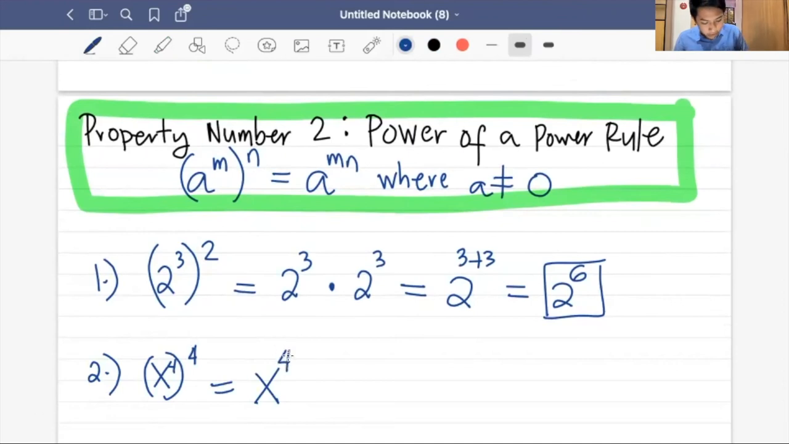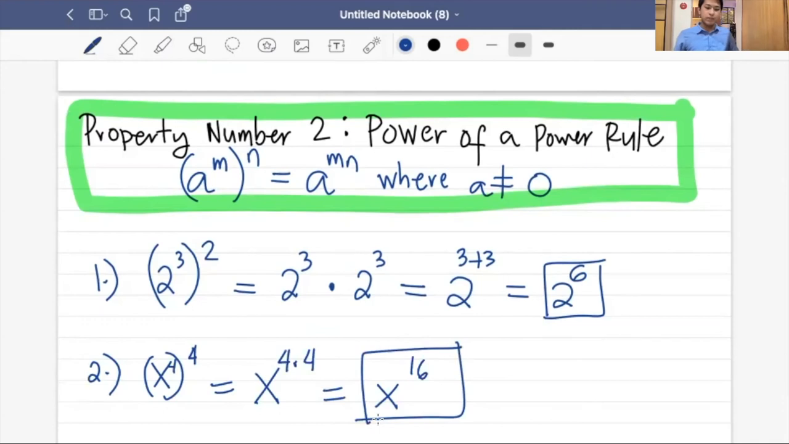So we have 4 times 4, that's equal to x, 4 times 4, 16. And you're done. This is how the power of a power rule works. Do you have any question for this one? Let's proceed to the third property.